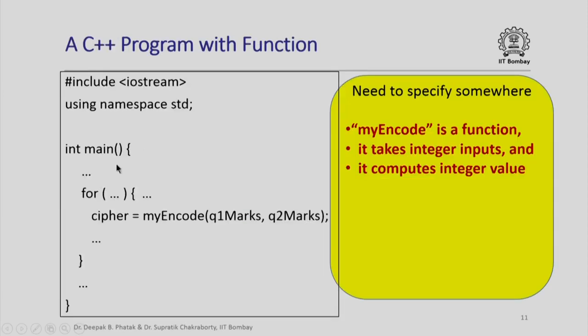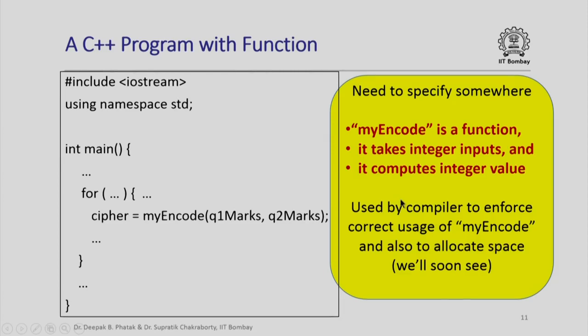Well, so I could now use this statement in my program where I am invoking myencode, but I need to specify somewhere in my program file that myencode is a function, that it takes integer inputs and then that it computes integer values. Why is it necessary to specify this explicitly? Because this is going to be used by the compiler to enforce that myencode is always used in the correct way. We do not want to provide a string as an input to myencode, and it is also used by the compiler to allocate space for the return value of myencode and also space on what is called the activation frame, which we will see in a later lecture.